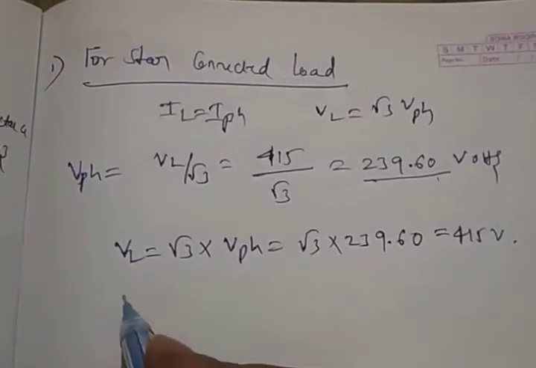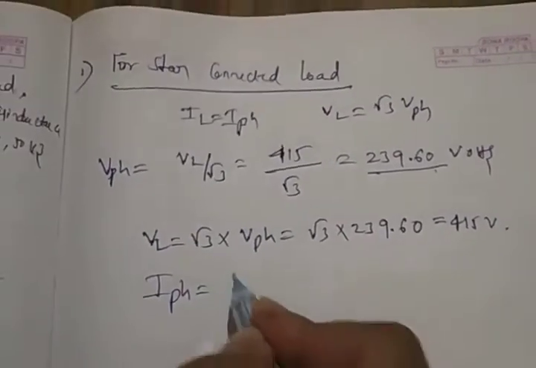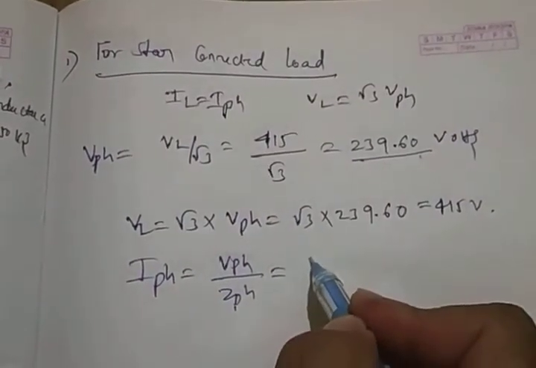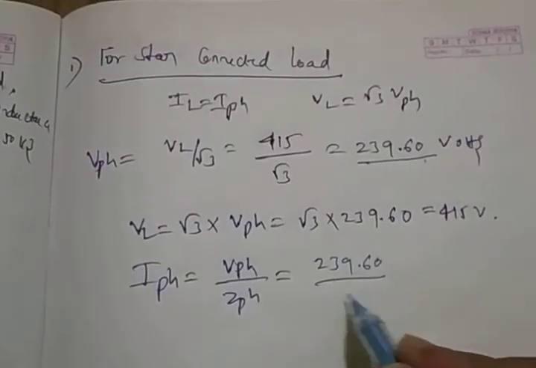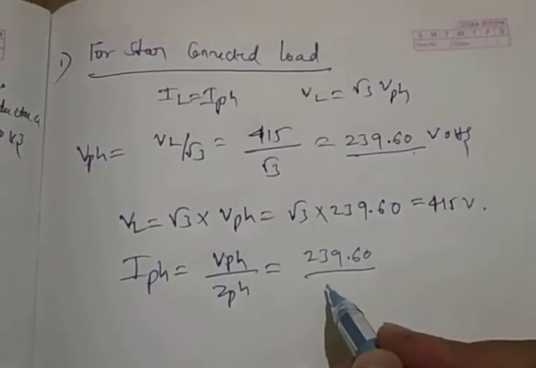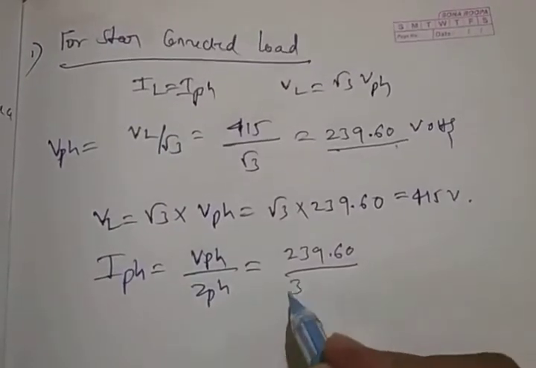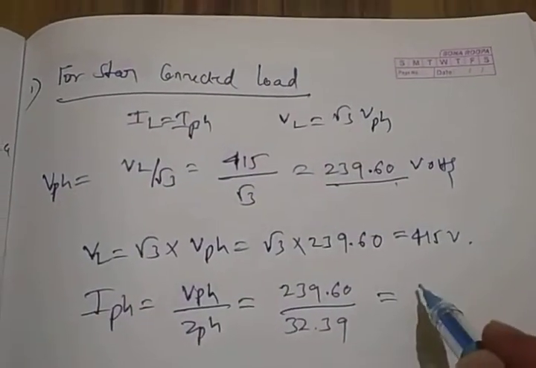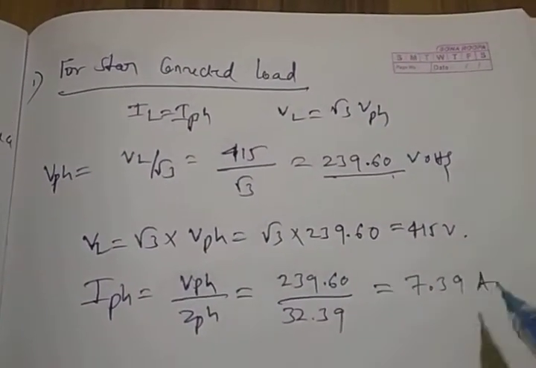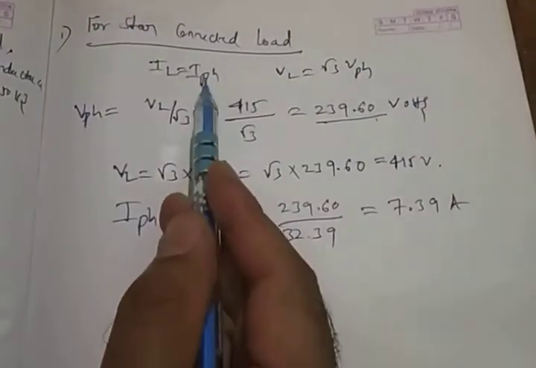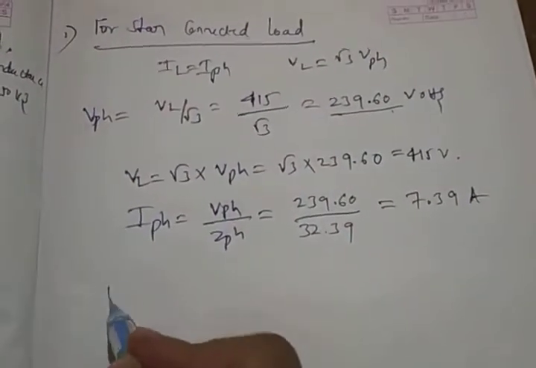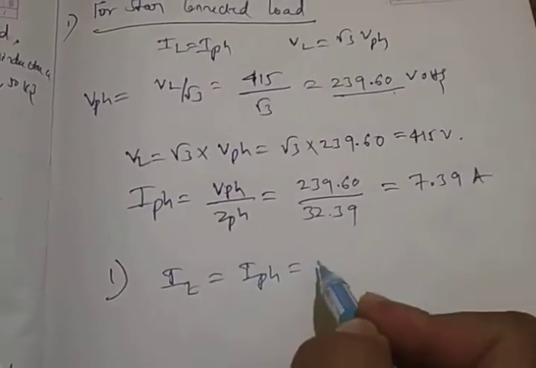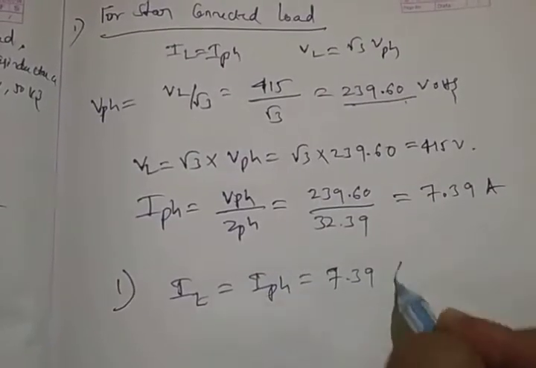Now IPH is equal to VPH by ZPH. VPH is 239.60 divided by ZPH, which we got as 32.39 ohms. So IPH is equal to 7.39 ampere. For the star connected load, IPH is equal to IL. Therefore the first parameter, the line current IL, is equal to IPH, which is 7.39 ampere. This is the first one.